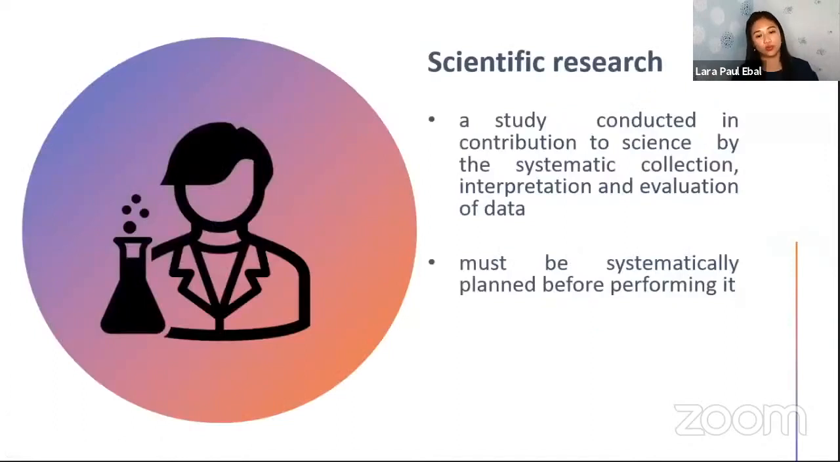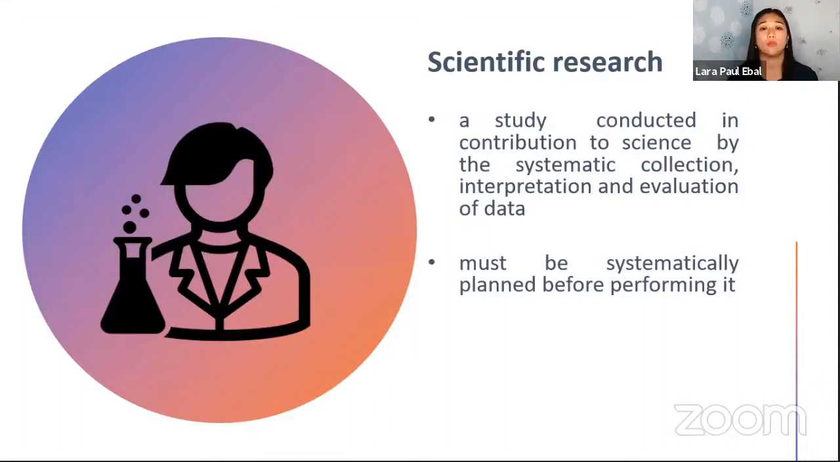I'll start now. So I'll start with this basic definition of research, or specifically scientific research. Scientific research is a study conducted in contribution to science by the systematic collection, interpretation, and evaluation of data. So we need to have the systematic collection.